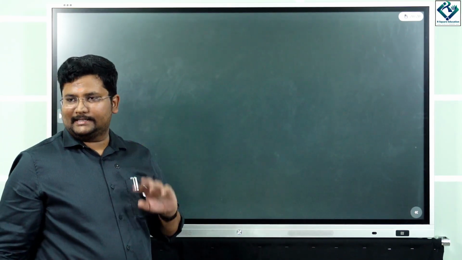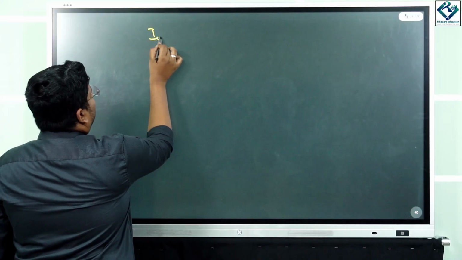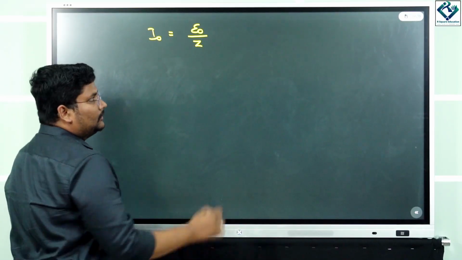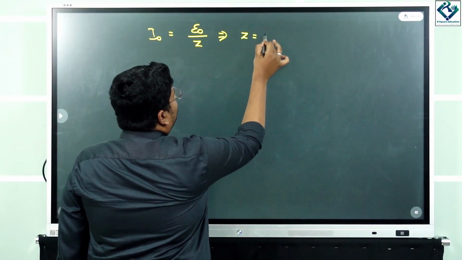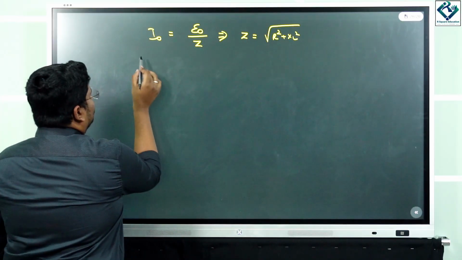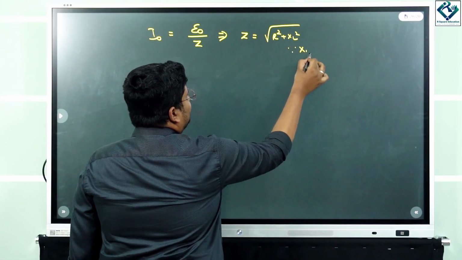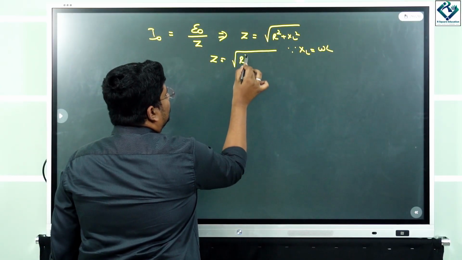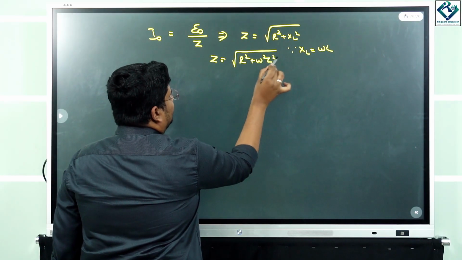Now you can rearrange that equation as I naught is equal to E naught by Z, where Z is equal to root of R square plus XL square. And you know very well, since XL is equal to omega L, this Z will turn out to be root of R square plus omega square L square.